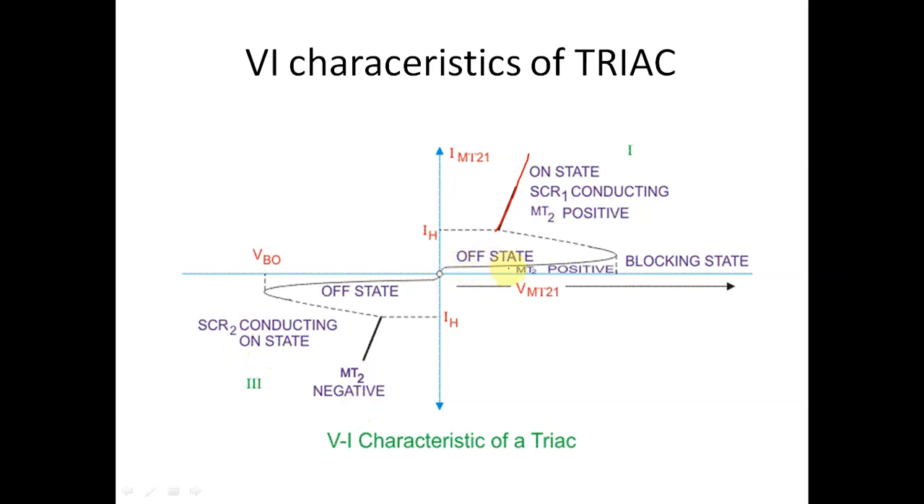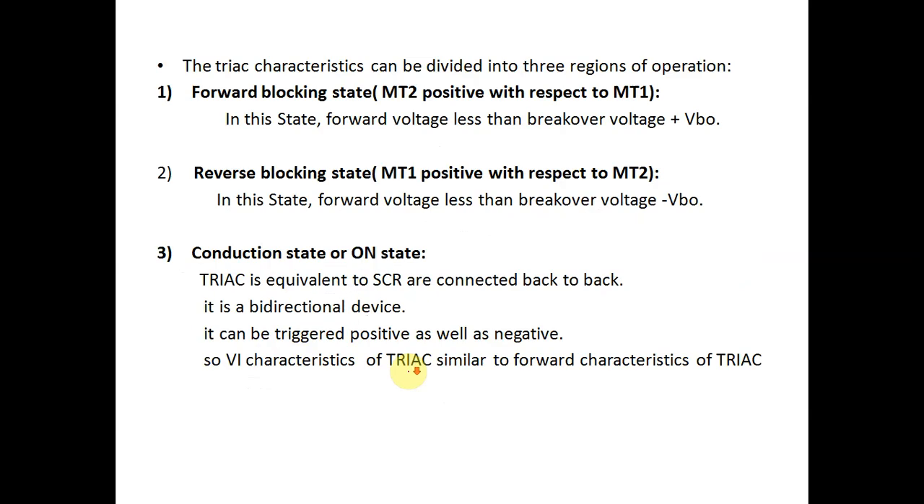Initially there is an off state. If the forward voltage reaches the VBO, then some avalanche breakdown is present, and after that there is conduction of the triac. Similarly, when the reverse voltage reaches the VBO, some avalanche breakdown is generated, and after that MT2 current conduction takes place.